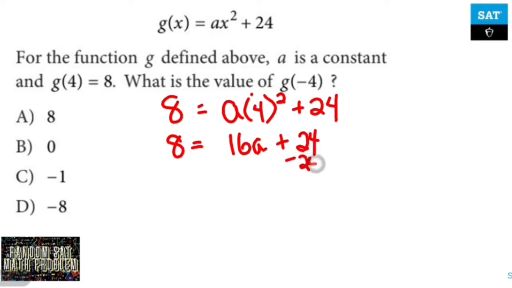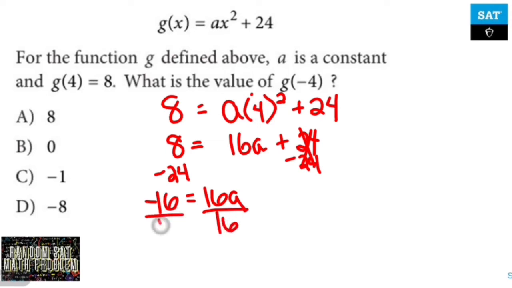Subtract 24, subtract 24. That gives me negative 16 on the left equals positive 16a on the right. Divide both sides by 16, and a is negative 1. So now that I know that a is negative 1, I can plug in negative 4 into this equation and get a legitimate answer.